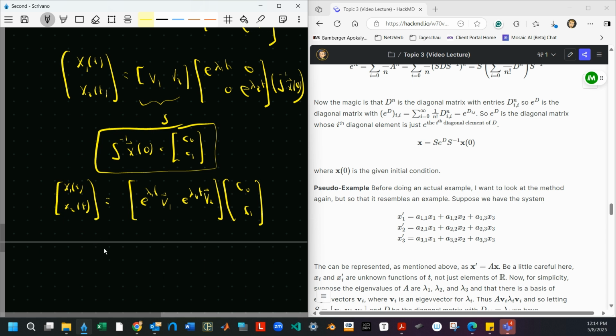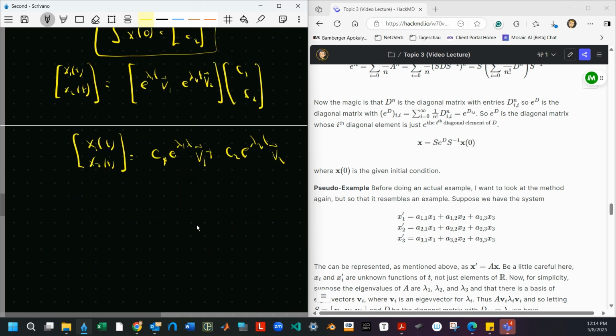And so when I'm done, I get this column vector right here, which is equal to c naught e to the lambda 1t. I shouldn't call these that, and I make this mistake all the time. Let me call these c1 and c2 just to match up. So I'll call this c1 e to the lambda 1t v1 plus c2 e to the lambda 2t v2. And essentially we're done now.